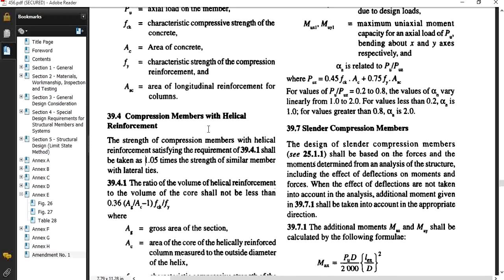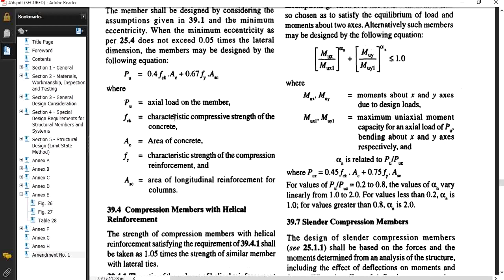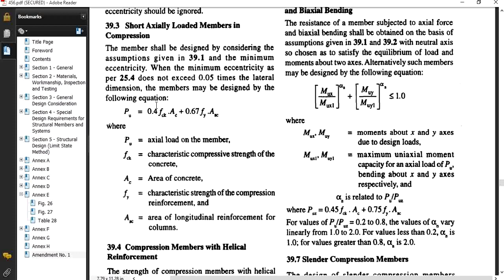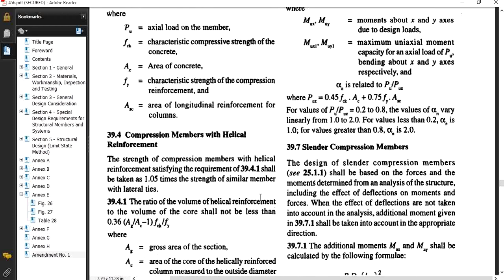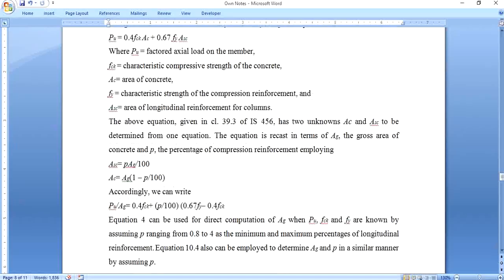That means a helical reinforced member has a little more capacity than a regular tied member. Okay, so this is what they say. Similarly, I am talking about an axially loaded column, so I'll restrict this discussion to axially loaded columns only. Later on we will study axially loaded columns with uniaxial moment and axially loaded columns with biaxial moment, in the next sessions.